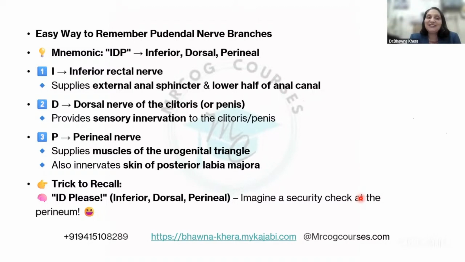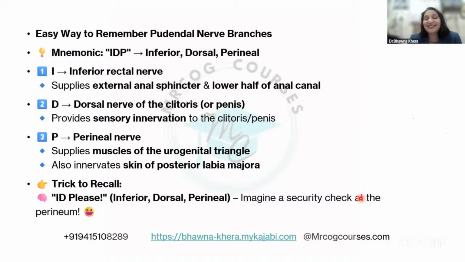Imagine a security check at the perineum. As you go into the airport, you are asked for the ID, right? So same, as you enter the perineum, you should have an ID of the pudendal nerve. So ID, please. So I is inferior rectal nerve, D is the dorsal nerve of the clitoris, and P is the perineal nerve.